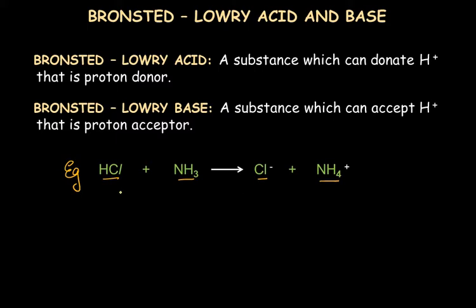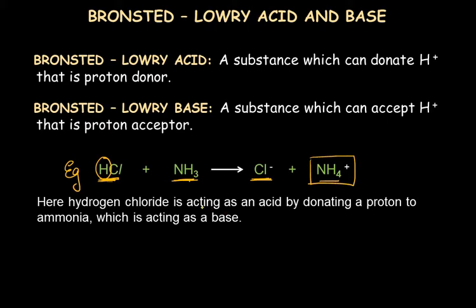Now what is happening here? The hydrogen chloride is an acid and it has donated its hydrogen ion to the ammonia. So you can say that HCl donated the hydrogen ion, and whatever is left is the chloride ion. Now the hydrogen ion is bonded to ammonia, so now it has changed to ammonium ion. So here we can say that hydrogen chloride is acting as an acid by donating its proton to ammonia, which is acting as a base in this equation.